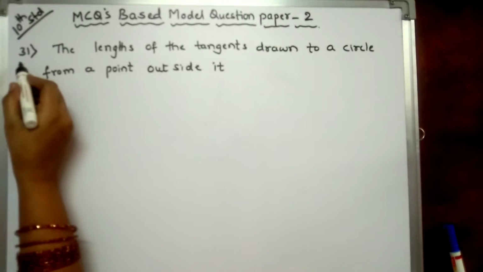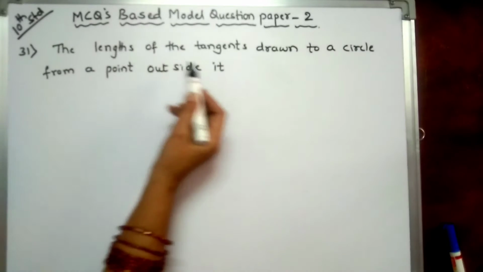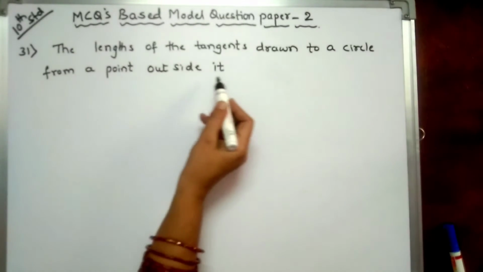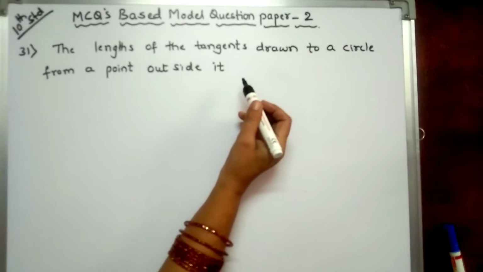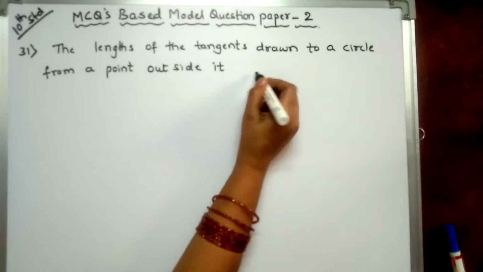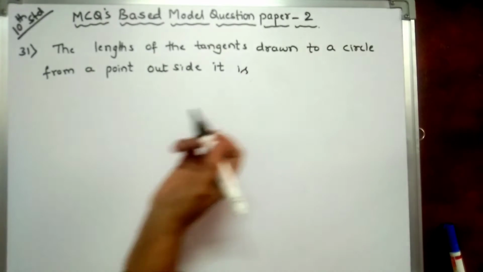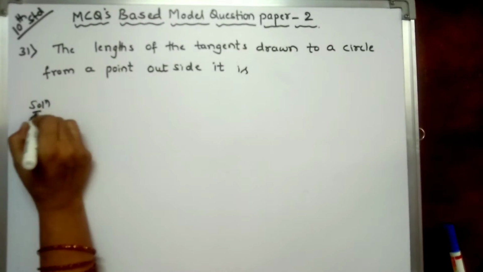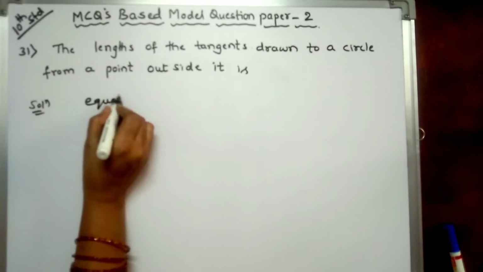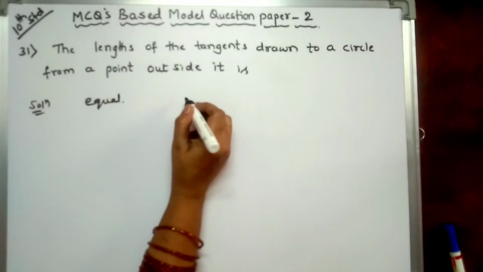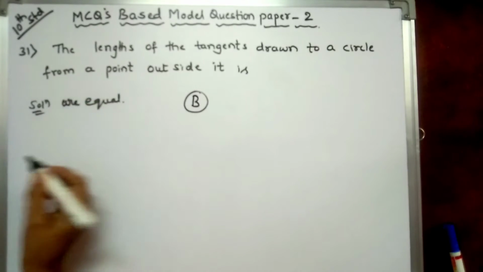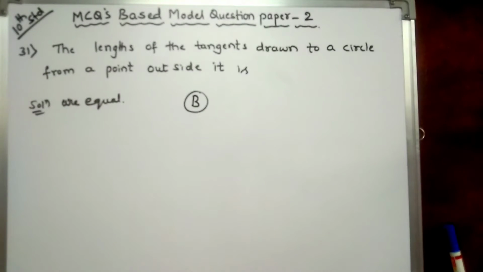Question number 31. The lengths of the tangents drawn to a circle from a point outside it is... So lengths of the tangents are equal. So the answer is equal, option B.